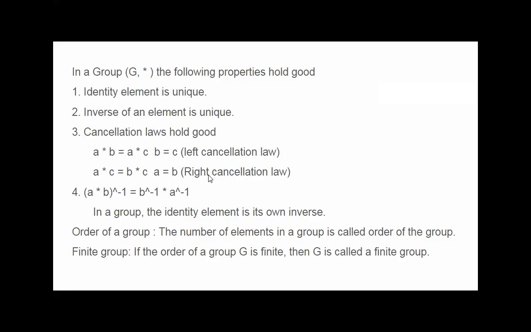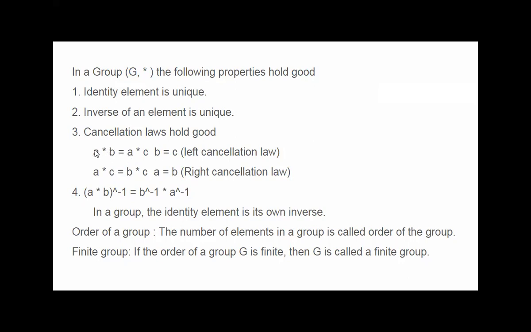Now what is there in the right cancellation law? A star C is equal to B star C. So it will be A equal to B. It will be the right cancellation law. Why is it right? Because the operand which is at the right side is getting cancelled. So here it is the right cancellation law.